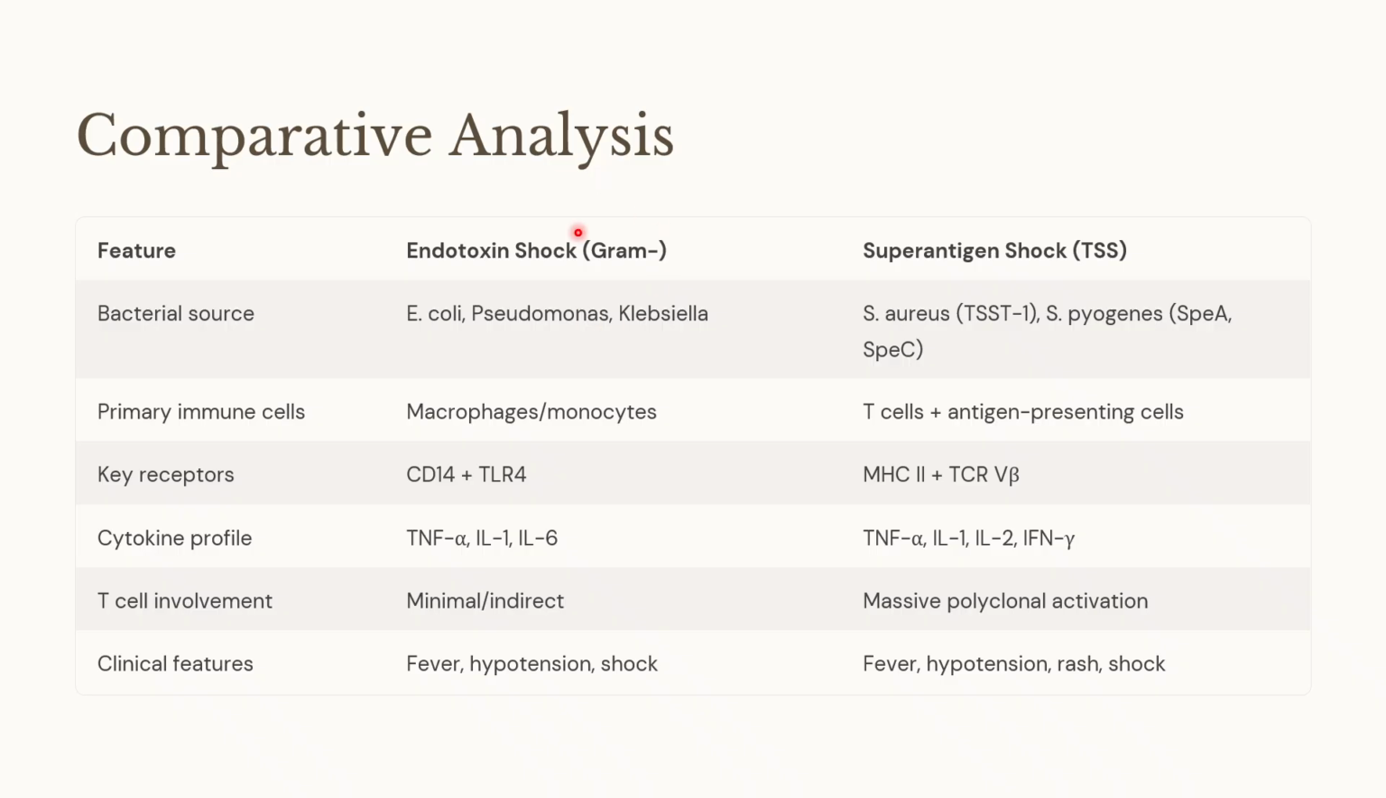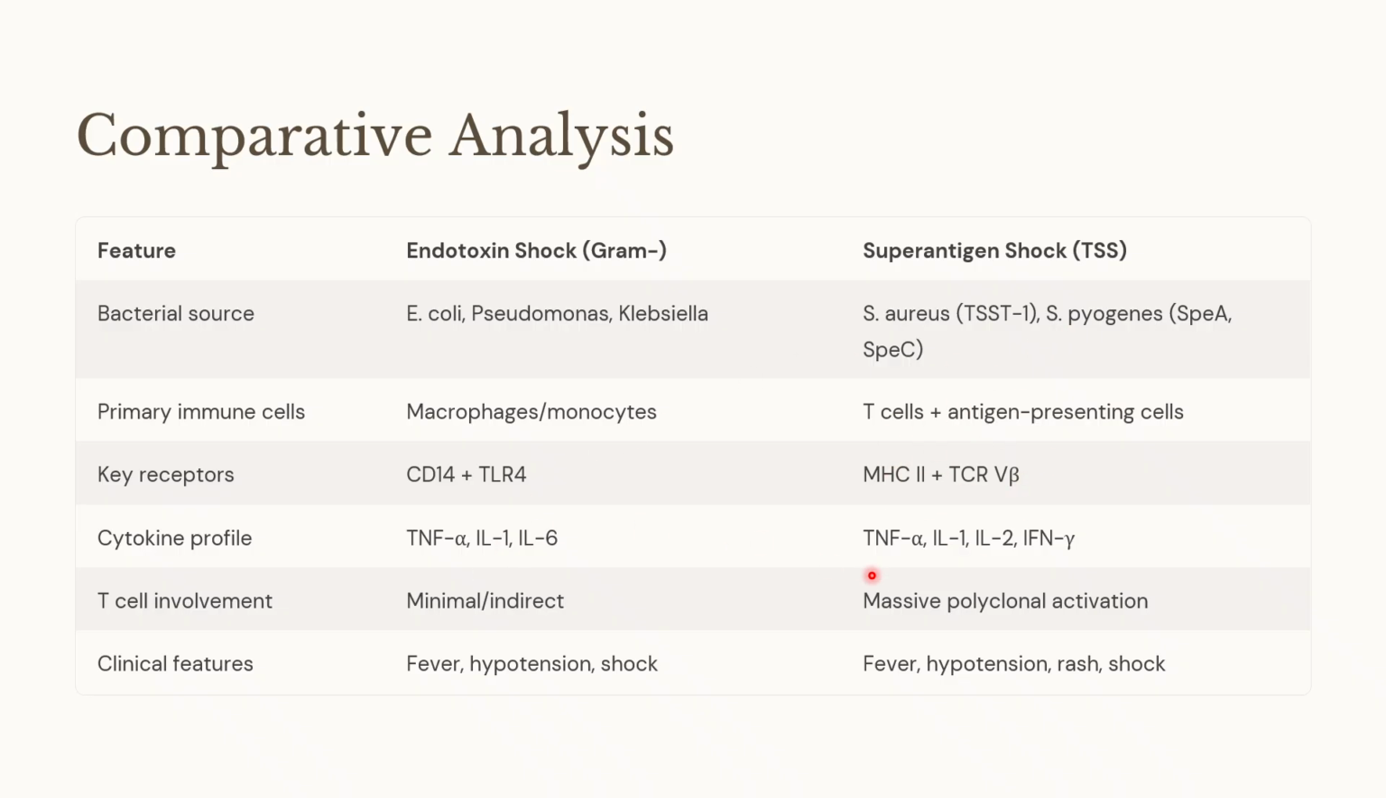Endotoxin shock is caused by gram-negative bacteria like E. coli, Pseudomonas, Klebsiella. Superantigen shock is caused by Staph aureus, Streptococci pyogenes. Here the primary immune cell is macrophage monocytes, but over here it is T cells and antigen presenting cells. This will involve only the macrophages, that is the CD14 and toll-like receptor of the macrophages, while the superantigen shock will involve the MHC2 and T cell receptors.